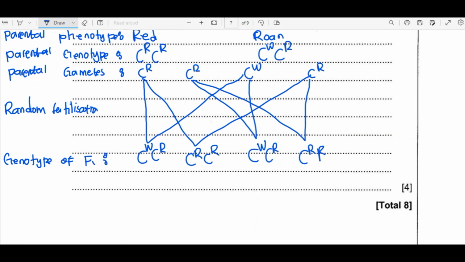Now, if for example the question was to find the chance of producing roan, we have 1, 2, so it's 2 over 4 multiplied by 100%, giving us 50%. So for every random fertilization, there is a 50% chance of having a roan, and it is also true for red, there is also 50%.